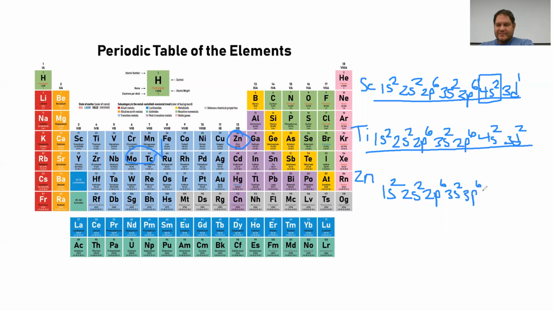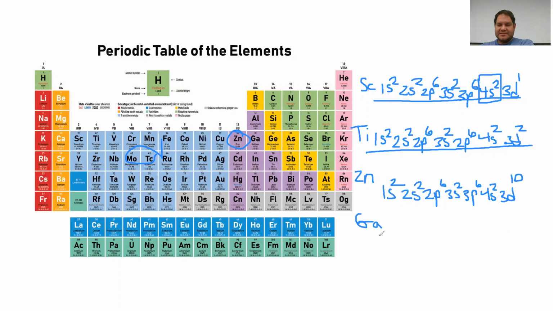3p6, 4s2, and then we're to the 3d's. Now, how many d's? Well, we're going all the way to zinc, right? So that's 1, 2, 3, 4, 5, 6, 7, 8, 9, 10. Zinc is my last transition element in the d block, so it should be 10 there. Okay, so there's zinc. All right, what's after zinc? Gallium.